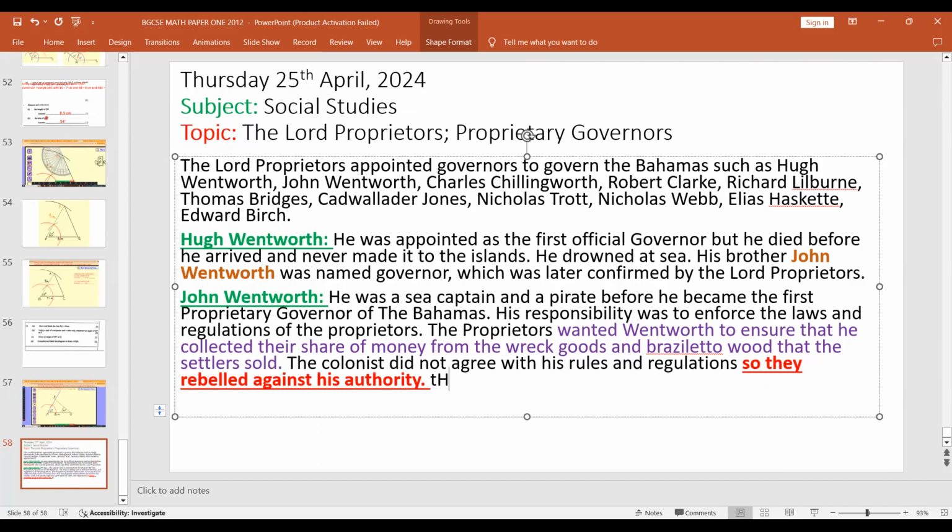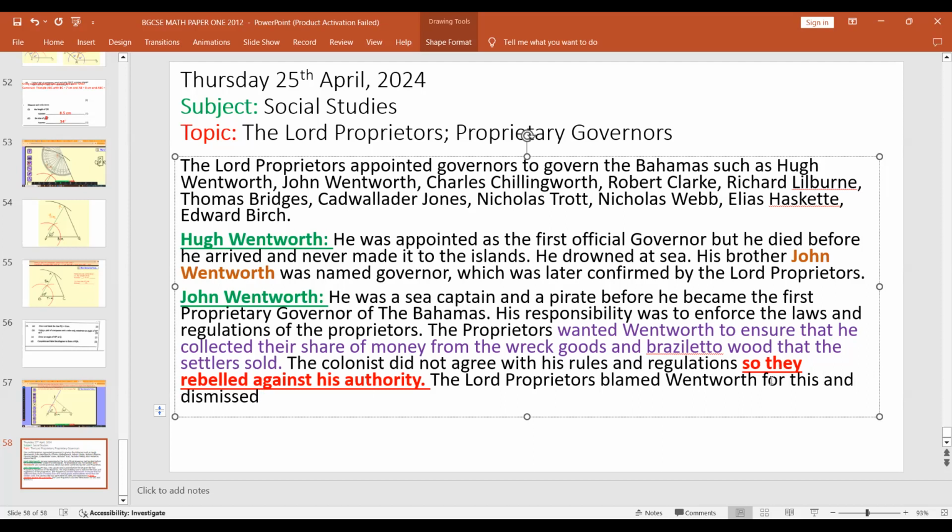The Lord proprietors end up, what they did, the Lord proprietors blamed Wentworth. So they blamed him for the rebellion of the people, even though it was their idea. Like, you all wanted to enforce that these people be taxed. Now they're rebelling against me as their governor. And now the Lord proprietors are blaming Wentworth for the rebellion of the people, which makes no sense, right? So they blame Wentworth for this and dismissed him.